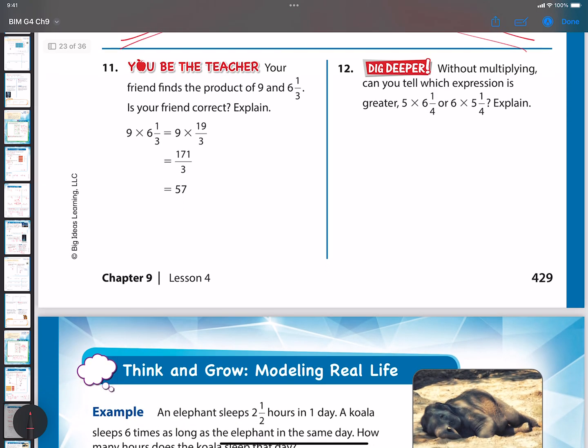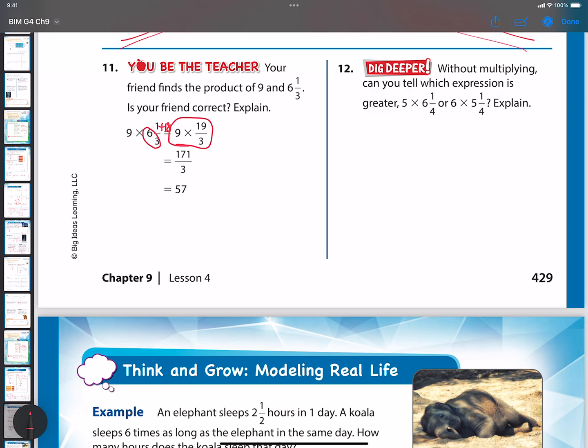Your friend finds the product of 9 and 6 and 1 over 3, 9 times 6 and 1 over 3. Is your friend correct? Explain. Let's see. When you see this, your friend converted this mixed number into what? Fractional part. So 6 times 3 is what? 18. 18 plus 1 is 19. So far so good. 9 times 19 over 3.